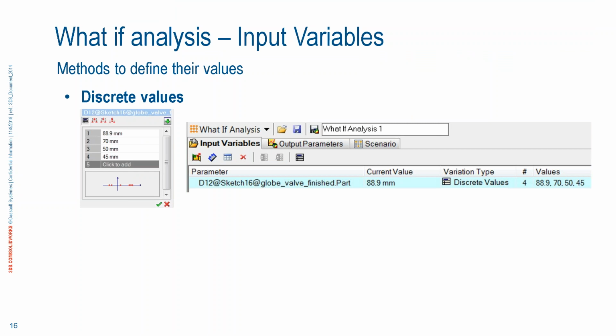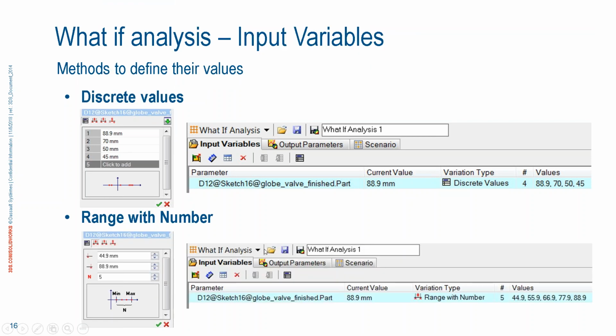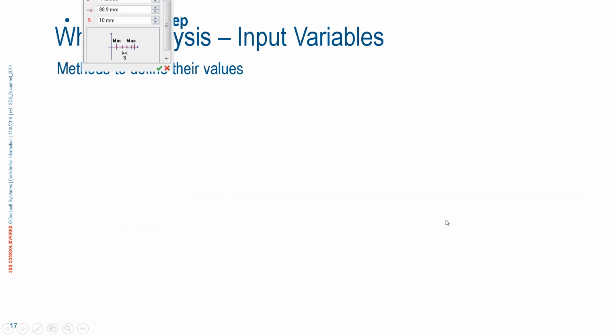About input variables, there are some ways to define the variation, because before running the scenarios, you have to define how many scenarios. In this case, I'm changing a dimension and defining 4 cases. One method is using discrete values, so you just input the single values in a tabular form. A more convenient way is the range with number of steps. It means that you define the minimum and maximum value of your interval, and the number of scenarios. So Flow Simulation will figure out the 5 values that will have to be studied.